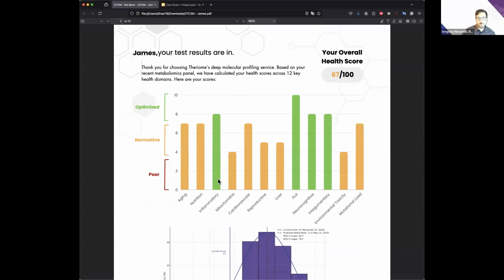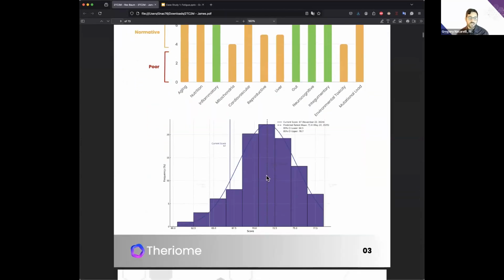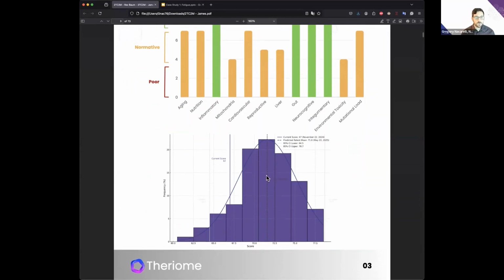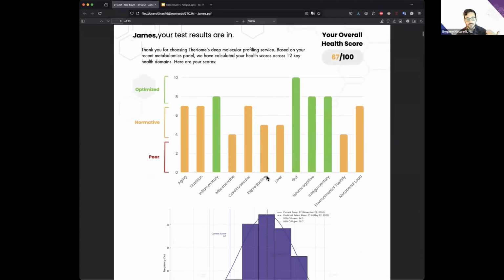We rank these domains from poor, normative, to optimized, and from how all these are scored, we create an overall health score. And we're going to do something fun with that later. But an overall health score is created. We have a bar chart here of the potentiality of where someone can move, because we have interventions that we will recommend based on the metabolites, the health domains, and the health score.